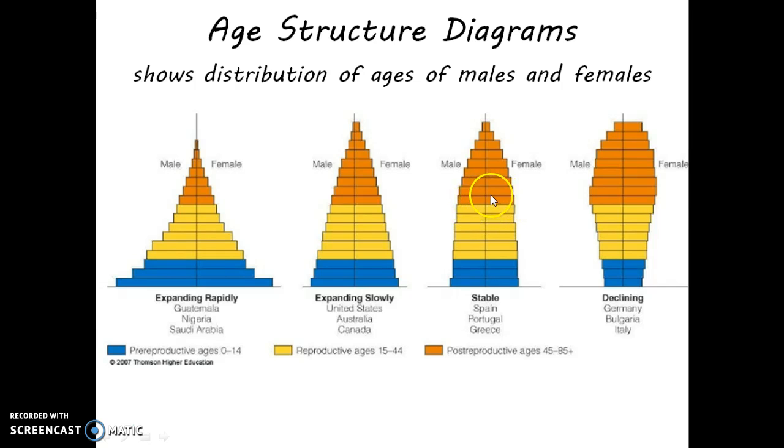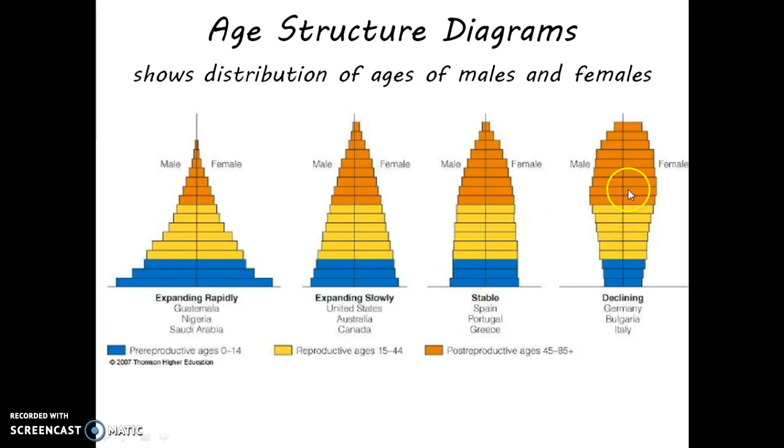Now, when we start to see pretty even numbers between the middle age, reproductive age, and the pre-reproductive ages, when those proportions are pretty much the same, that population is pretty stable. Think like Spain or Portugal, where the population is generally staying the same.